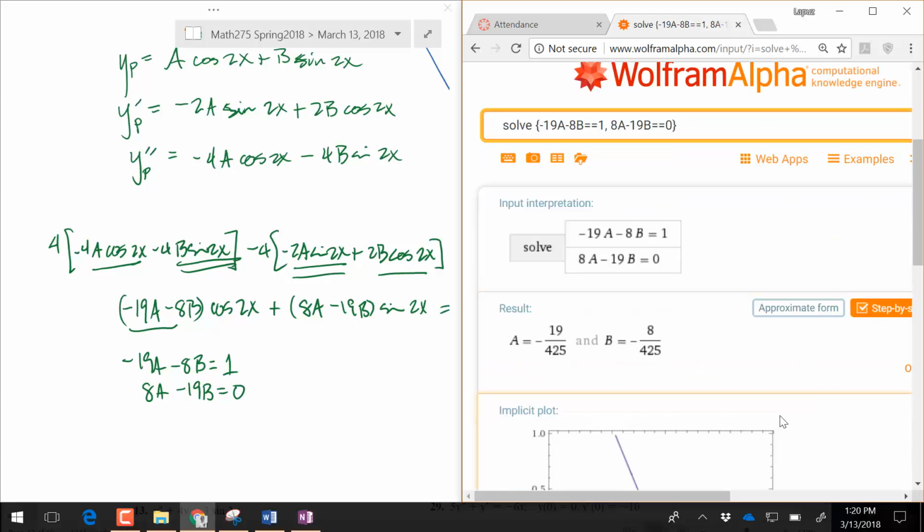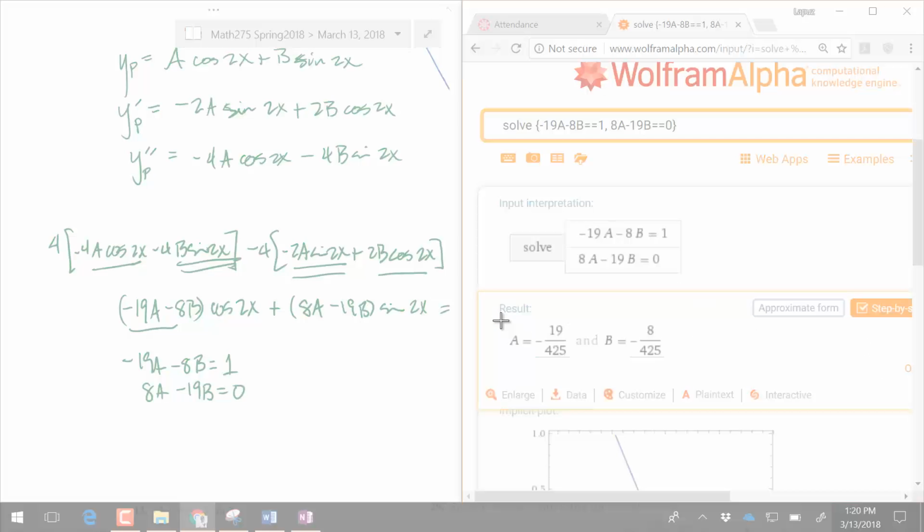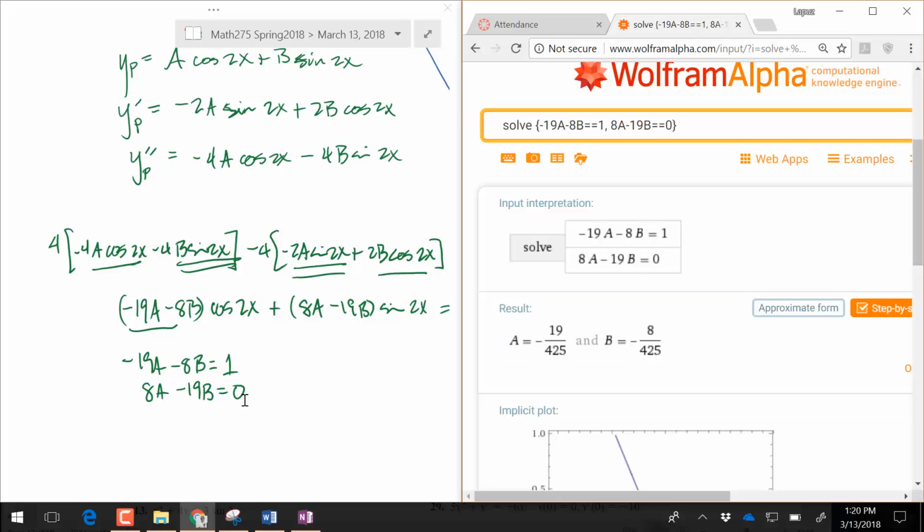Ooh, look at this. Divided by 425. All right, so let's just copy the results here.